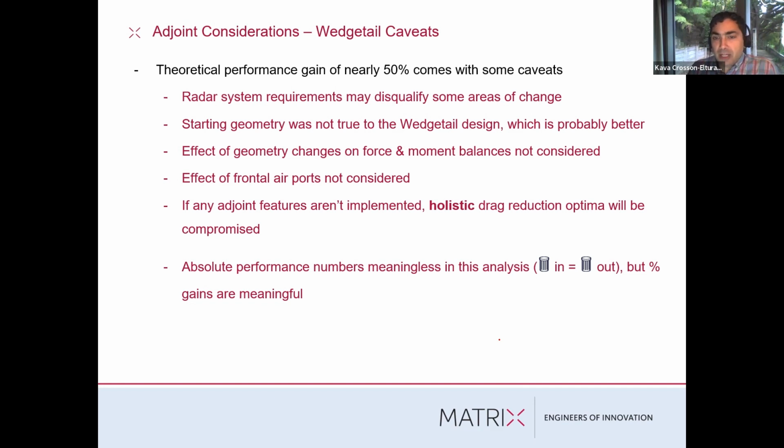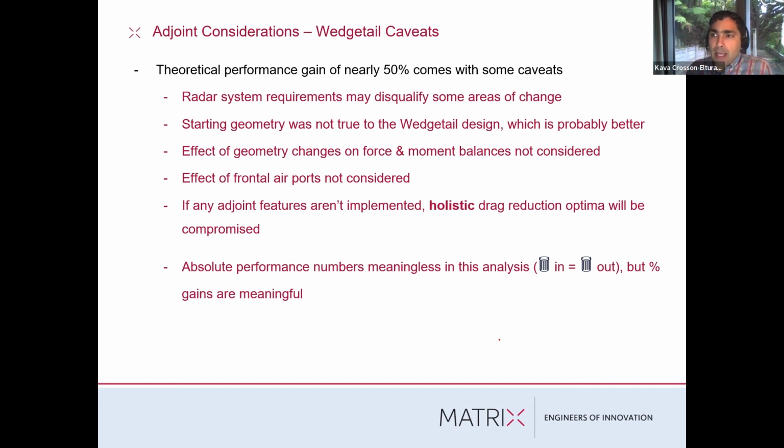The effect of the geometry changes on the force and moment balances wasn't considered, so you might want to include that. And you can actually include those quantities in your objective function. So you could, for example, say, I want the Wedgetail to disturb the overall force and moment balance as little as possible. And you could quantify that disruption, that moment imbalance, and then minimize that instead of minimizing drag, for example. And in that way, you could reduce the size of those giant spoilers that are on the back there that we didn't even consider in this analysis. We didn't consider the frontal airports, minor point, but that could change the flow field there.